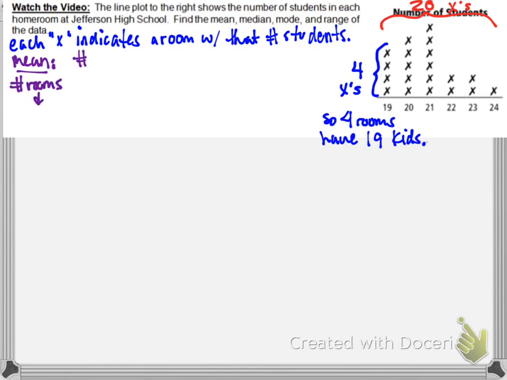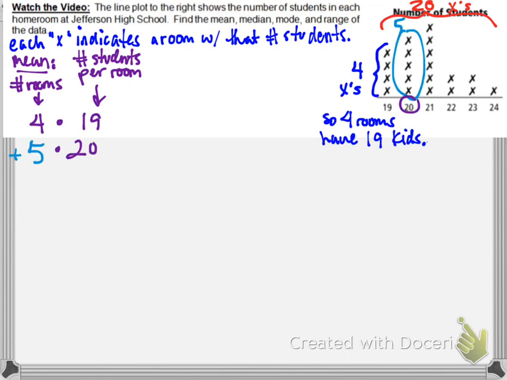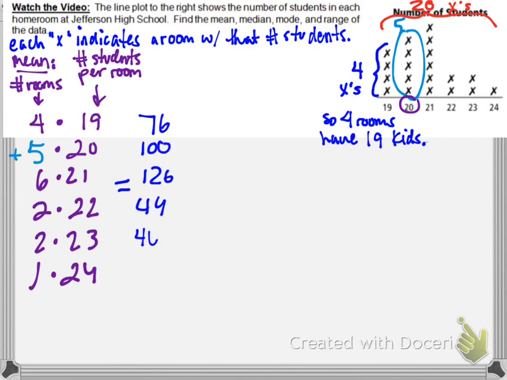So the mean is going to be, we need to find the total number of students divided by number of rooms. So I'm going to write number of rooms with the number of students. So 4 rooms with 19 kids, 4 times 19. It's a little bit quicker, an easier way to total things up. Also, when we get to frequency tables, that will help. So multiplying those all out gives us that.